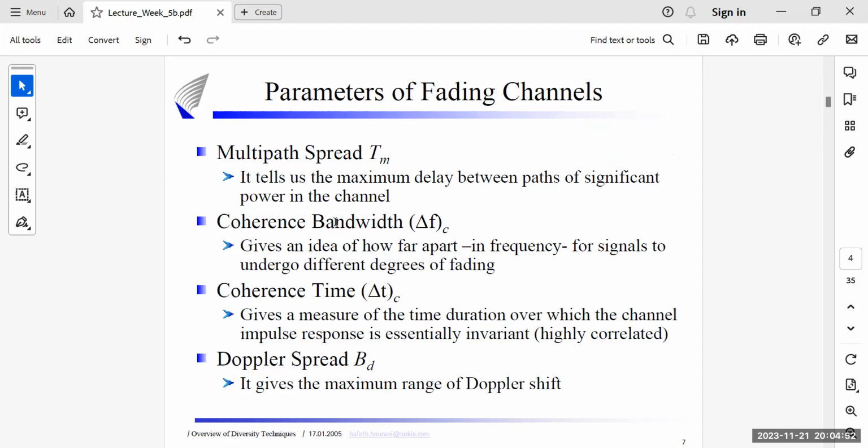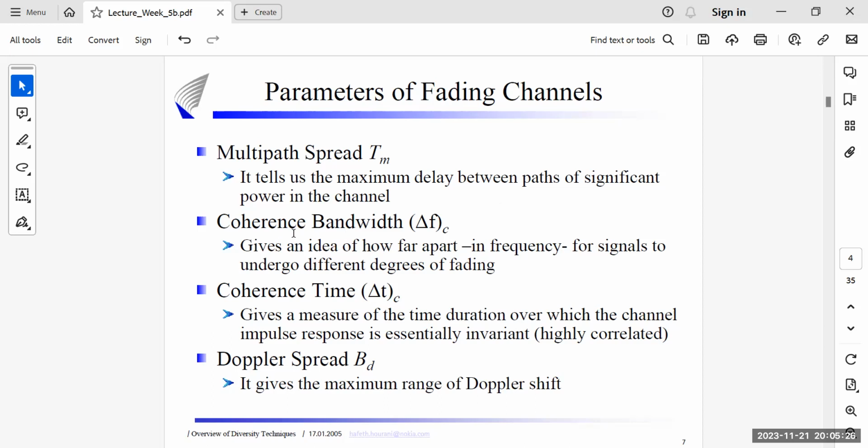Next is the coherence bandwidth, another very important parameter of a fading channel. It gives us an idea of how far apart in frequency for signals to undergo different degrees of fading. For example, at frequency f1, you get some kind of fading. At f2, you get some kind of fading. At f3, you get some kind of fading, right? So it gives an idea in frequency for signals to undergo different degrees of fading.